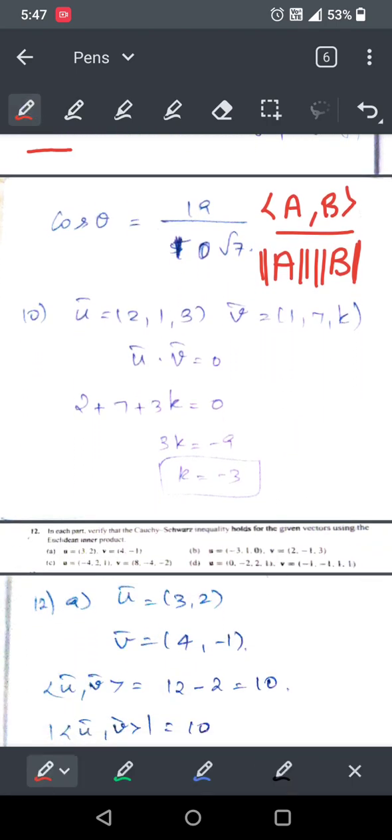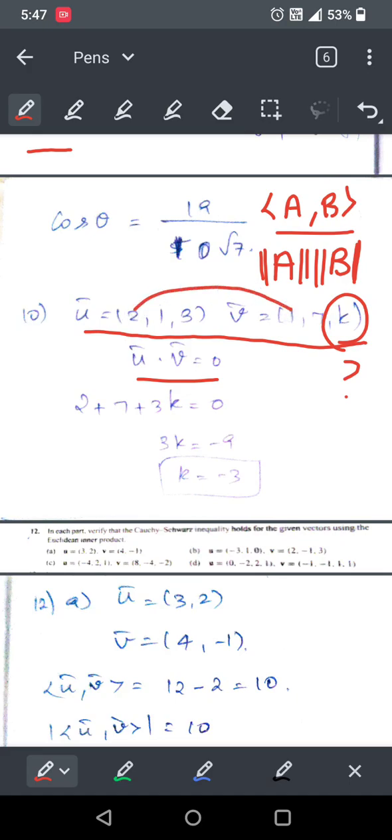For 10th sum, here they told that u and v are orthogonal to each other, and we need to find the value for this guy. So if u and v are orthogonal to each other, we know that the inner product between u and v is 0. So you just need to multiply 2 into 1, 1 into 7, 3 into k. 2 into 1 is 2, 1 into 7 is 7, 3 into k is 3k. When you multiply, you will be getting 0. So 3k equal to minus 9. This gives you the value for k.